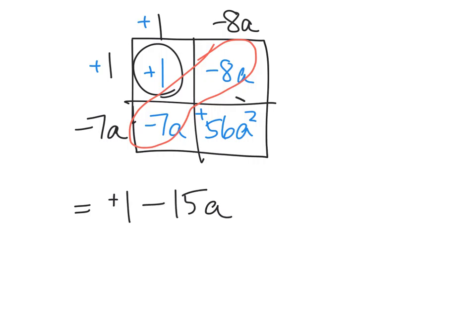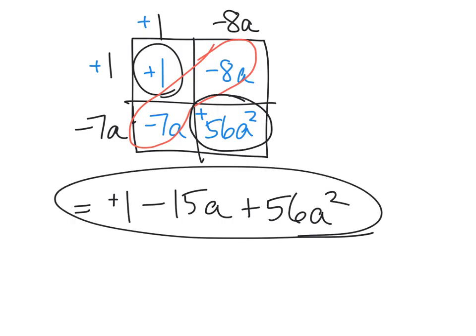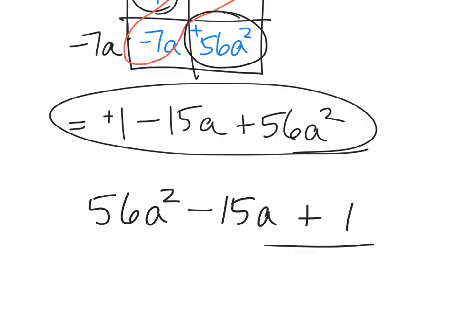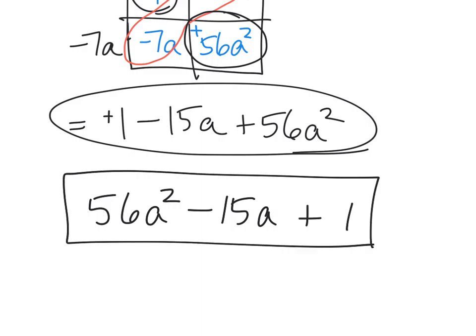And then we have this one right here, which has no other like terms, so it's going to be plus 56a squared. And there you go. You can write it like that, or you can write it in what we call descending order. You look at the exponents and you put the highest exponent first and then work your way backwards. So that's another way you could have written the exact same answer.